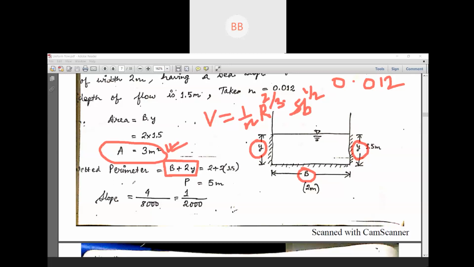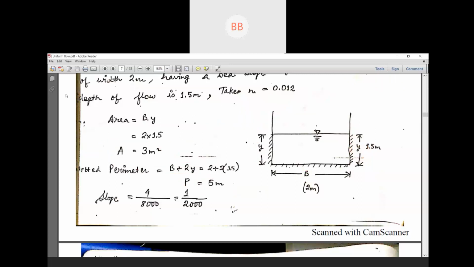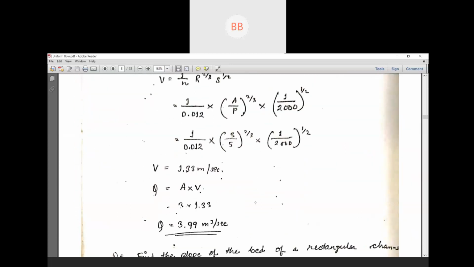for a rectangular channel. Okay, so we have to add 2, b is equal to 2 meter is already given. In addition to that, 2 multiplied by y, that is we have to add 2 times of y, so that is why we have taken twice y. Okay, 2 multiplied by 1.5, so wetted perimeter you are going to get is 5 meter. Okay, then you substitute in this equation and find out the velocity and see you get the discharge is almost 4 meter cube per second.